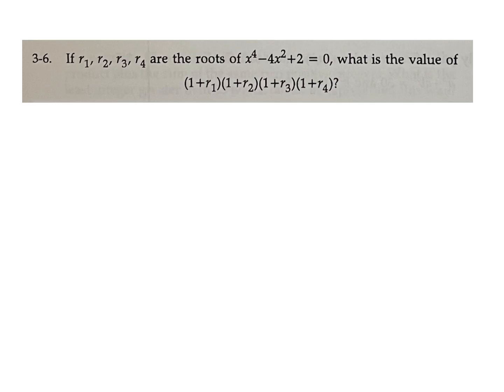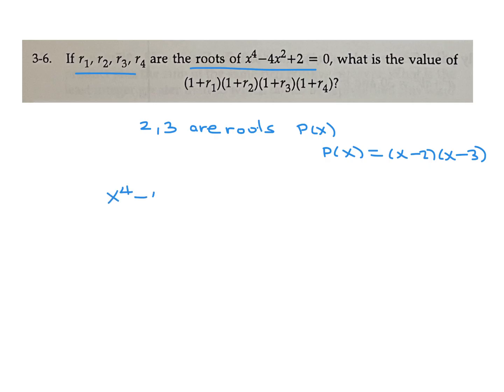If R1, R2, R3, R4 are roots of x to the power 4 minus 4x squared plus 2 equals 0, what is the value of 1 plus R1 times 1 plus R2 times 1 plus R3 times 1 plus R4? So, if something is a root, for example, if 2 and 3 are the roots of some polynomial p of x, that means that p of x would be x minus 2 times x minus 3, right? Now, this is a very simple kind of example. So therefore, if these are the roots of this guy, then that means x to the power of 4 minus 4x squared plus 2 can be factored as x minus R1, x minus R2, x minus R3, and x minus R4, like that.